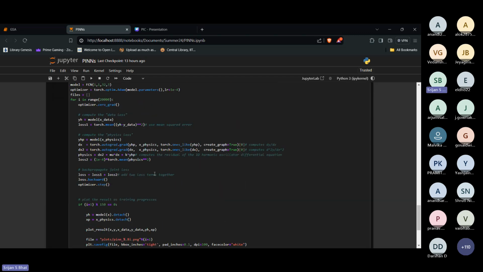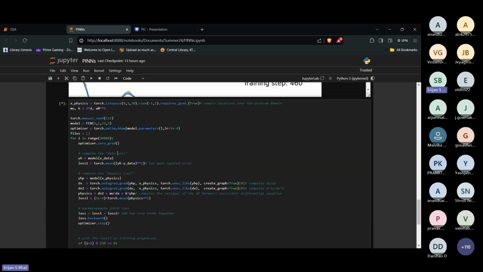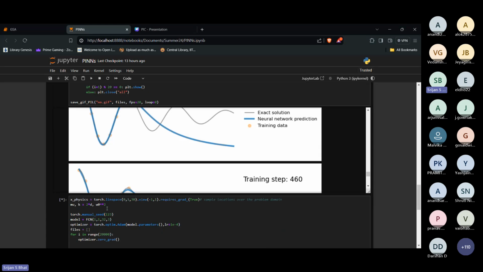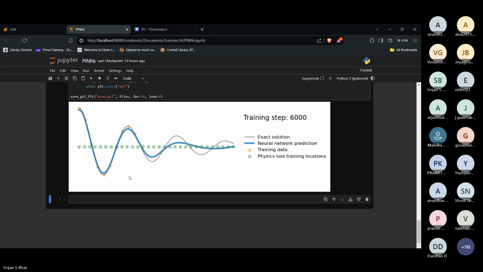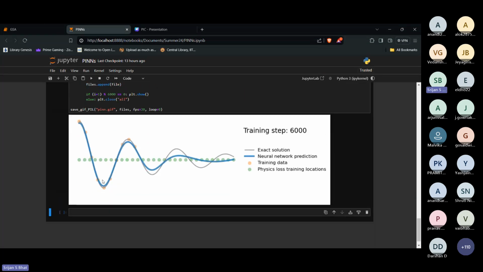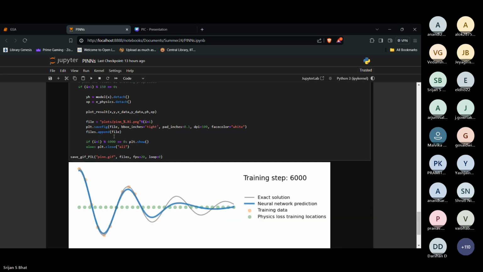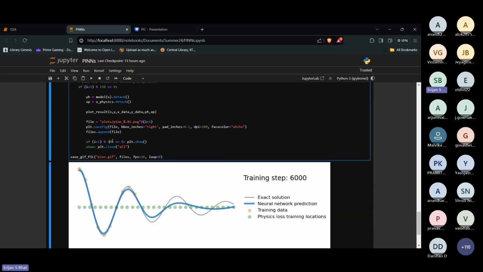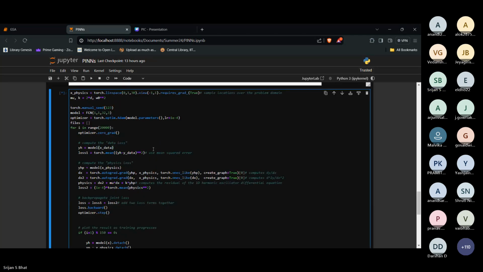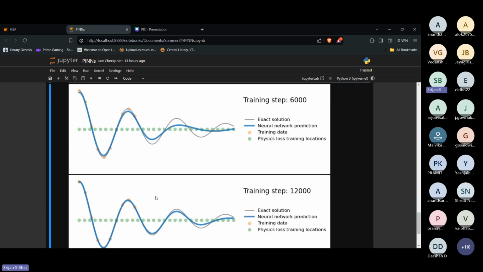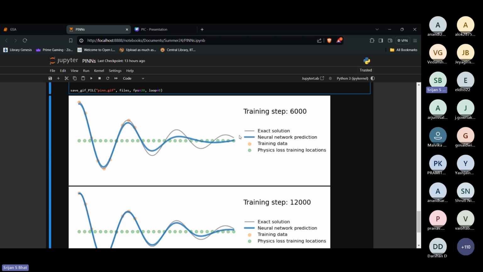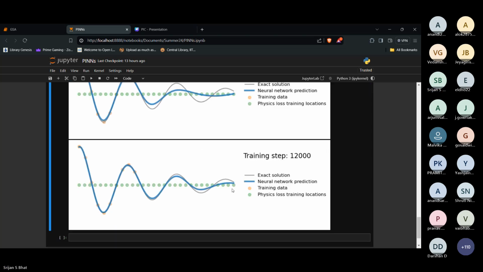It will take a little time to train and everything based on how fast your computer is. And yeah, this is a lot of steps. So I can actually just show you. So this is what it is in 6,000 steps. Maybe I can decrease this to 600 and show you. Yeah, you can see it has gone from this to this. And yeah, I forgot to mention one thing here, the green dots.